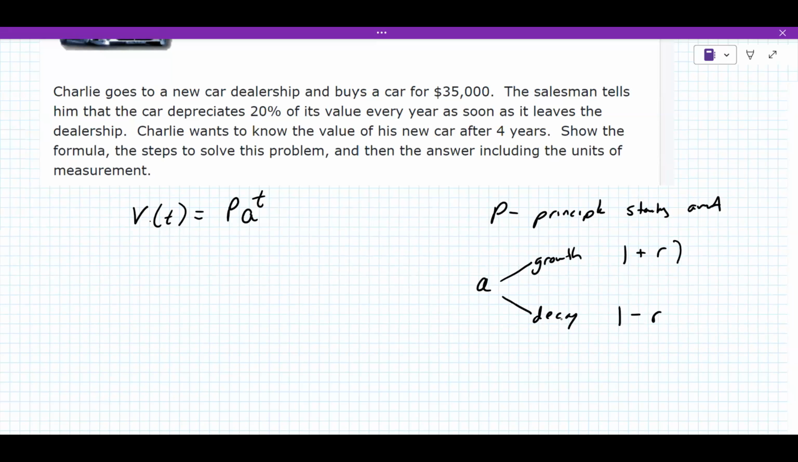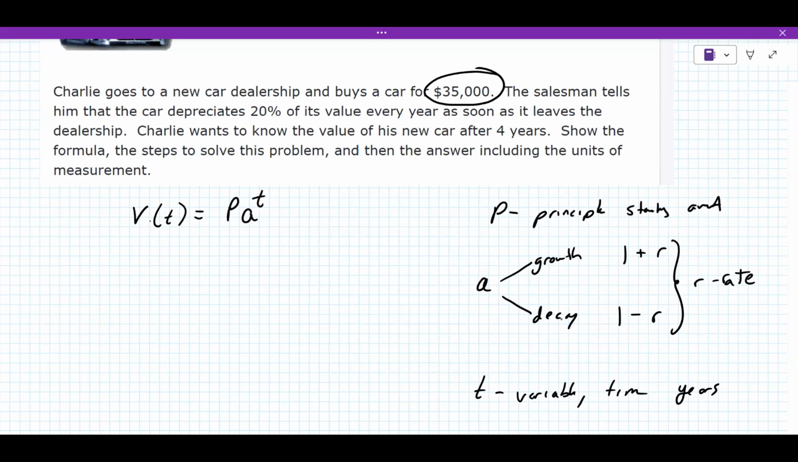And you might be wondering, well, what is R? R is the rate. T is the variable. It's time. It's generally in years, generally. Okay.